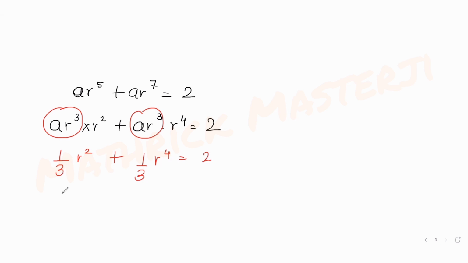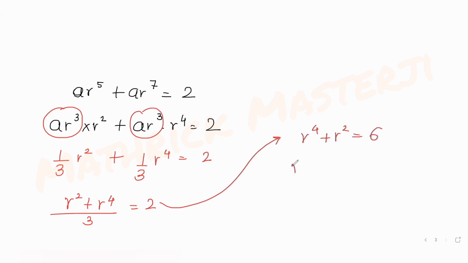Now, I know R square and R raised to 4 both have the same denominator 3. So I can write that further as R raised to 4 plus R square is equal to 6. That gives me R raised to 4 plus R square minus 6 is equal to 0. Now, to solve this quadratic equation, I can split my middle term as plus 3 and minus 2. So I can write that as R raised to 4 plus 3R square minus 2R square minus 6 is equal to 0.